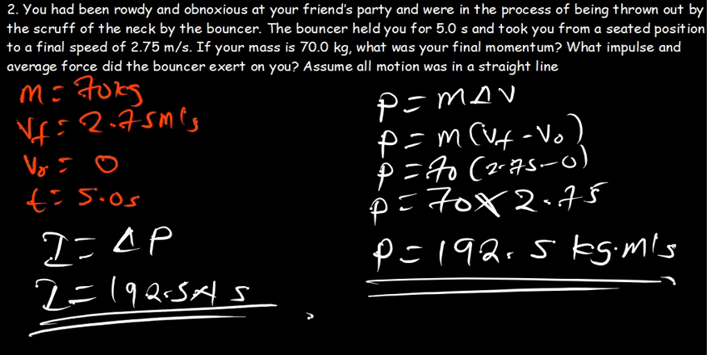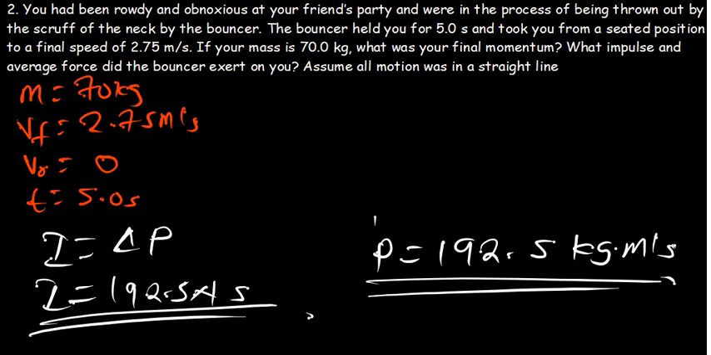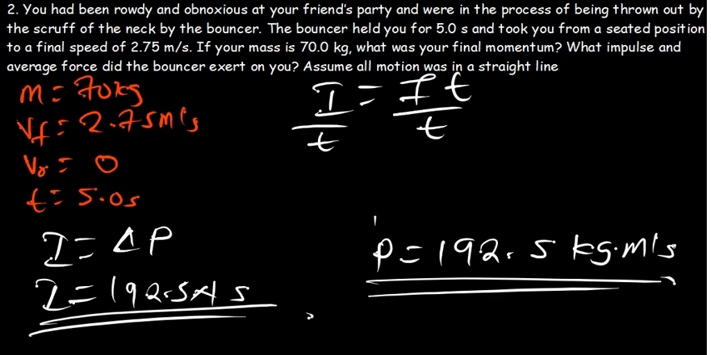Meaning that is my impulse. Now another question is saying we need to find the average force. To find the average force, impulse is given by the force times the change in t, or just t. I can divide both sides by t. So force will be equal to the impulse divided by t.